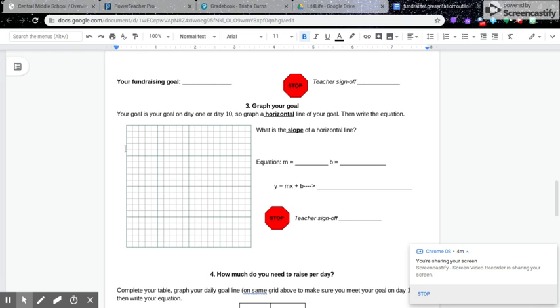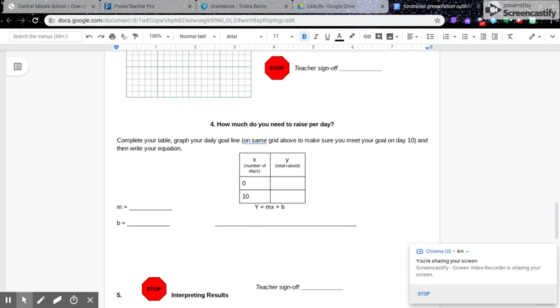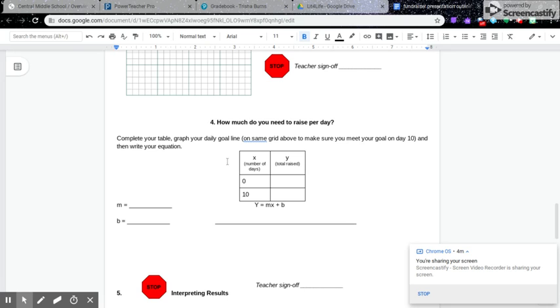So it is wherever it crosses the y-axis. Since it's a horizontal line, your y-intercept, or your B, is going to be your fundraising goal. Okay, so then you're going to write it in the equation: y equals slope of a horizontal line times x plus your fundraising goal. Then down here you can fill out this table.